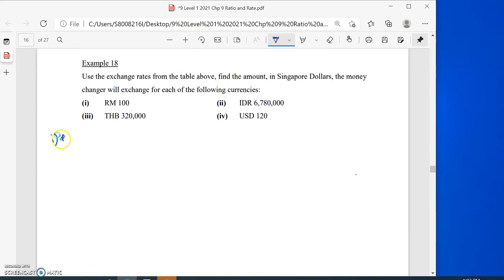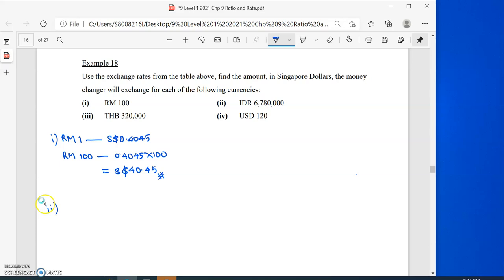So we know for every 1 ringgit, the money changer is going to buy from you with Sing dollar 0.4045. Therefore, if I have 100, oops, not 1000, but 100 ringgit, the money changer will therefore give us 0.4045 multiplied by 100, and that's going to be Singapore $40.45.